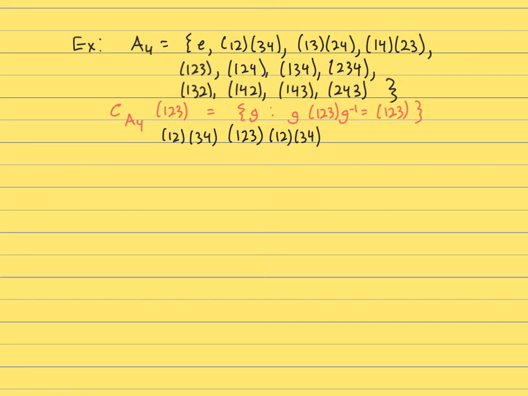This is also good practice because it shows us how to do these permutation calculations. So what happens to 1? 1 goes to 1, 1 goes to 2. So now we're looking at 2. 2 goes to 3. Now we're looking at 3. 3 goes to 4. 4 goes to 4. So we see that 1 goes to 4.